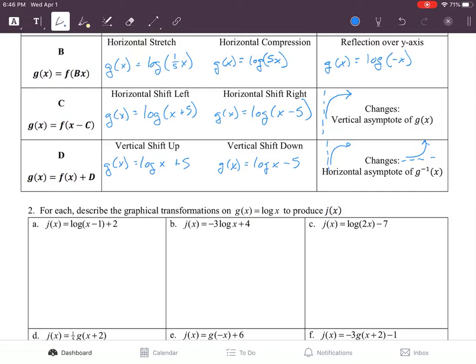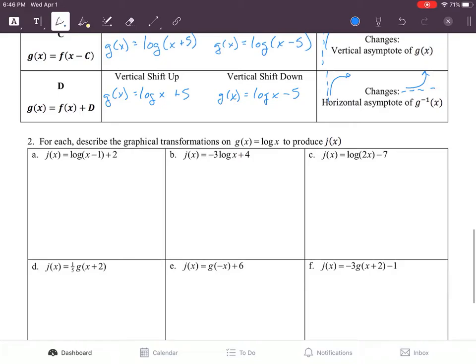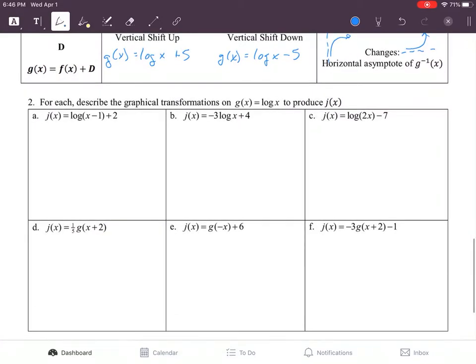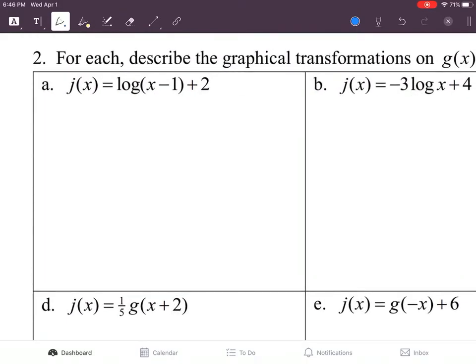All right, so again, let's look at some examples of these types of functions. Okay, so two different types. So the first one, there's two transformations. We have a horizontal shift to the right by 1. And we have a vertical shift up 2. Okay.